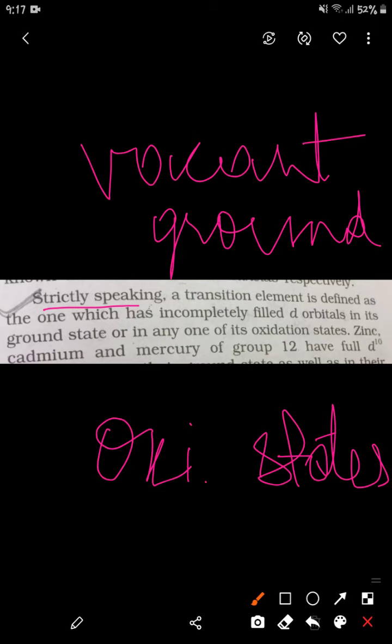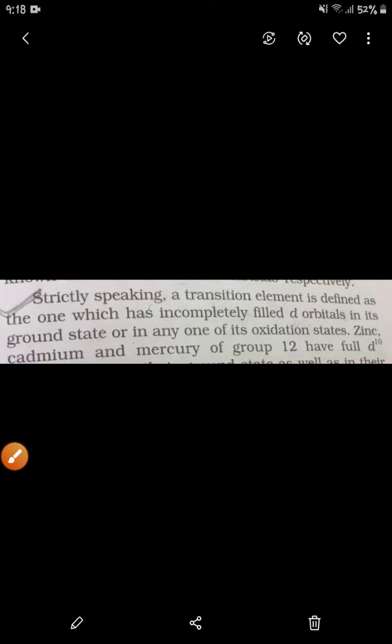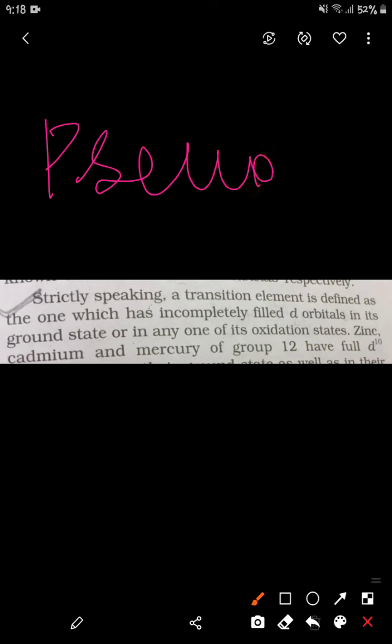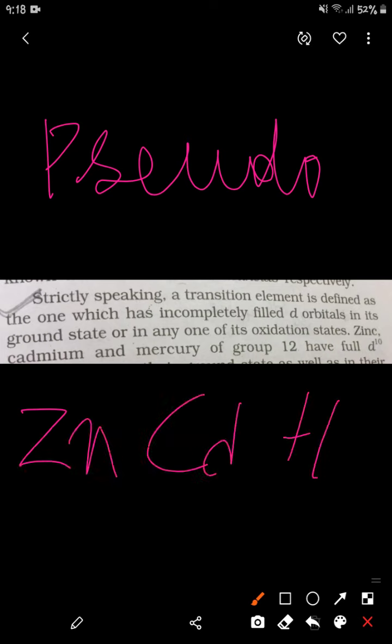Now if we follow this definition, then we come across certain elements which have been placed in the periodic table among the transition elements, but they are not transition elements. So they are known as pseudo transition elements. The names of these pseudo transition elements are Zn, Cd and Hg.